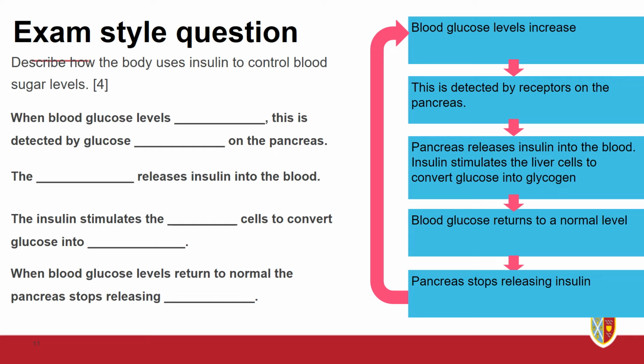So when blood glucose levels increase, this is detected by glucose receptors on the pancreas. The pancreas releases insulin into the blood. The insulin stimulates the liver or muscle cells to convert glucose into glycogen. And when blood glucose levels return to normal, the pancreas stops releasing insulin.